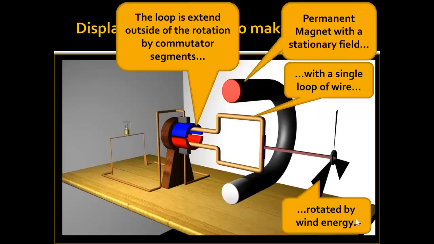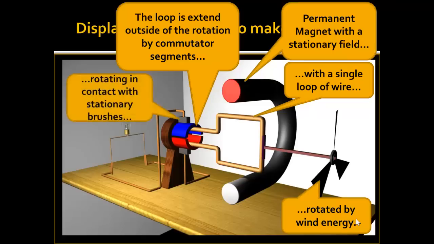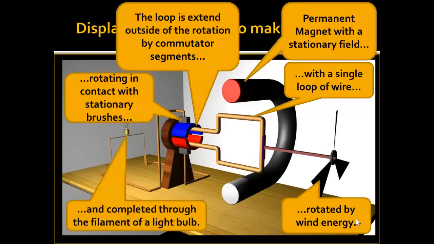So when we rotate this a little bit later in this animation, you'll see the light bulb will blink as the current is being induced into the conductor. And then of course we'll have rotating commutator segments in contact with stationary brushes. The commutator segments are being rotated in contact with the brushes, and the brushes maintain the electrical connection. And then we have a complete circuit through the filament of the light bulb. Remember, the filament of the light bulb is a conductor.